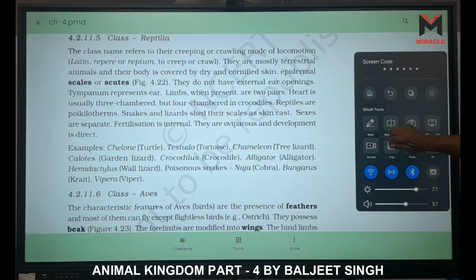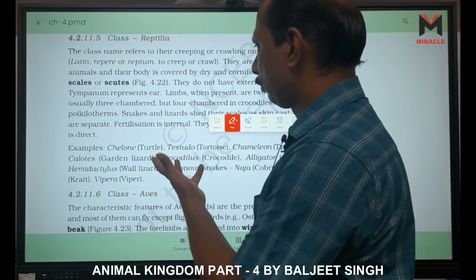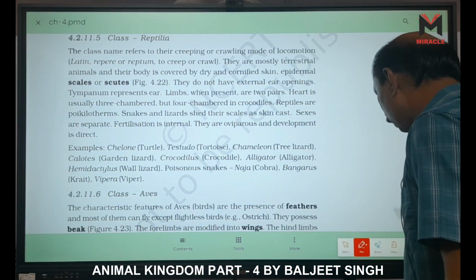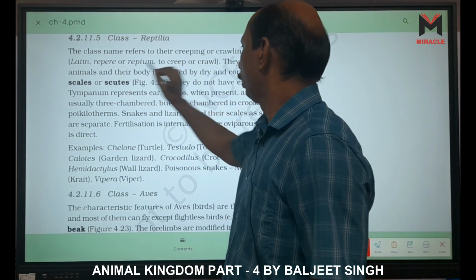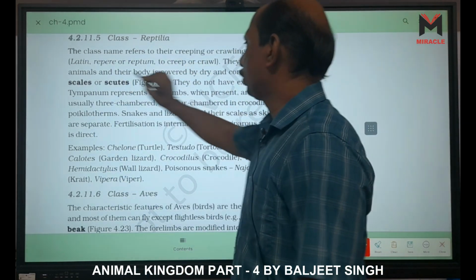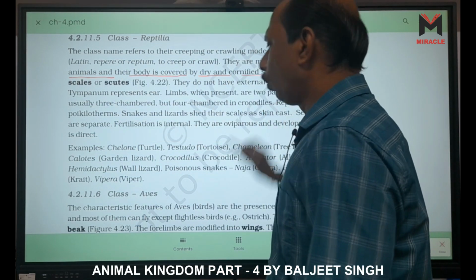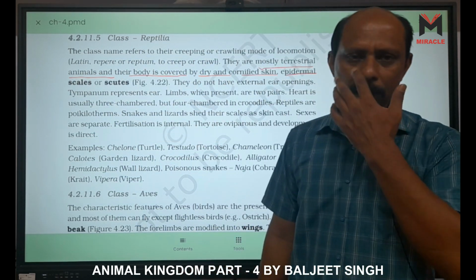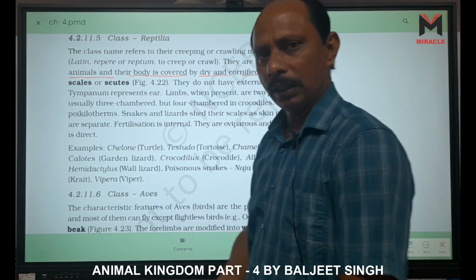They are called mostly terrestrial animals, which means some reptiles are also aquatic, like the sea snake, which is aquatic. Okay. They are mostly terrestrial animals. One thing I want to tell you: in the case of amphibians, no amphibian is present in marine water, right? All the amphibians are freshwater animals, right?